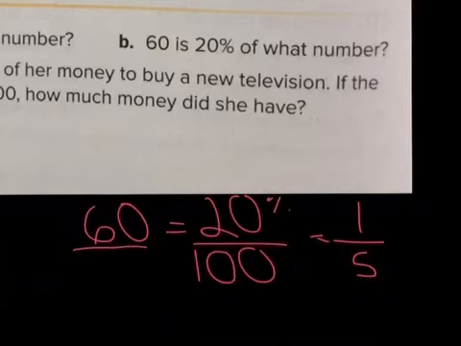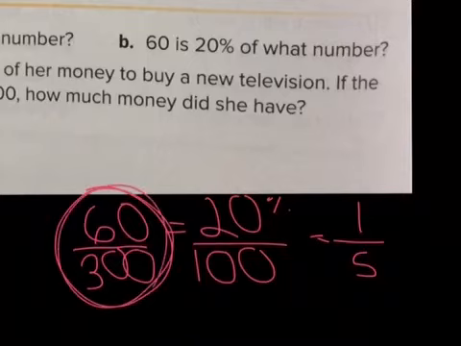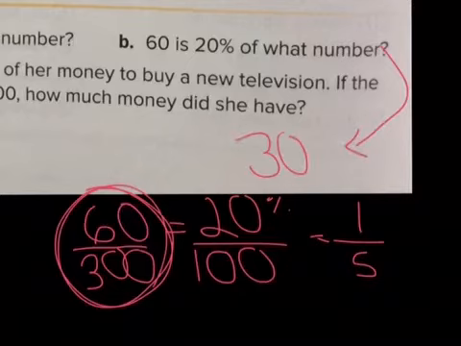Well, what's 60 times 5? We need 5 of them, right? It would be 300. So our answer is 300. So this is not your answer. Please do not give me a fraction as your answer. 60 is 20% of what number? Your answer would be just 300. Got it? Just 300. Don't give me a fraction, please. That's not your answer. That's the way we get the answer.